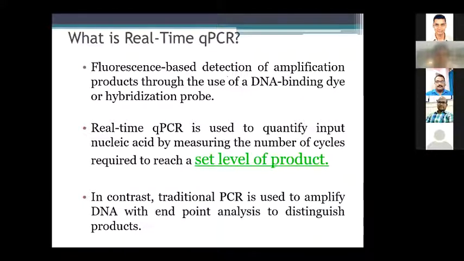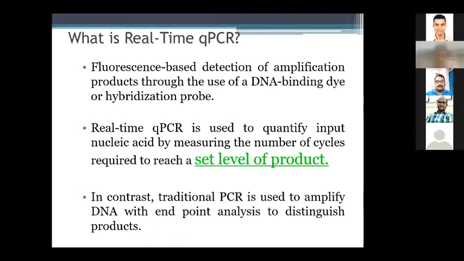In this, we can analyze the amplification in real time from one cycle to the next cycle, and the next cycle. We can see how the PCR product is doubling, and how the amount of DNA changes in each and every cycle. So this is fluorescence based detection of the amplification product through the use of DNA binding dyes or, second, hybridization probes. Real-time qPCR is used to quantify the input nucleic acid by measuring the number of cycles required to reach a set level of product.